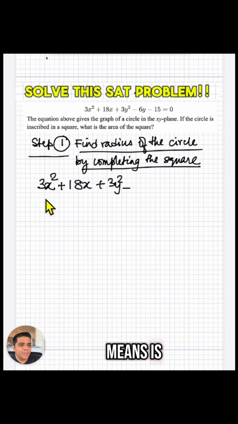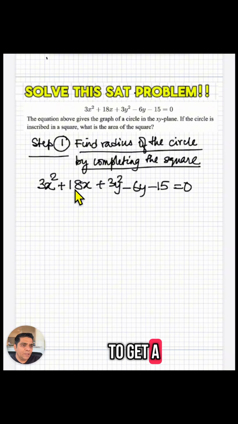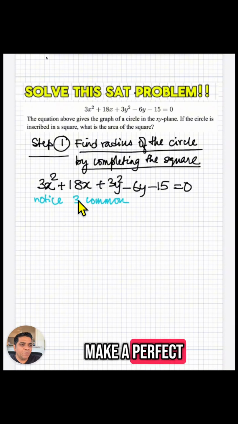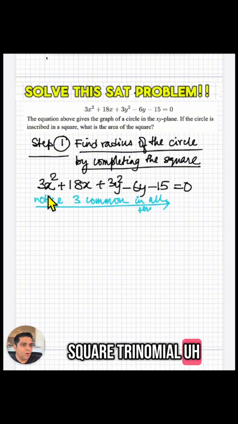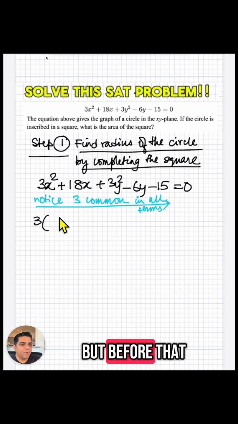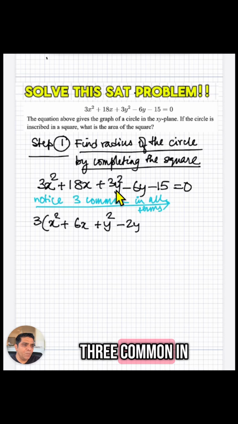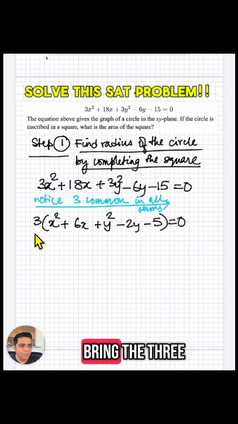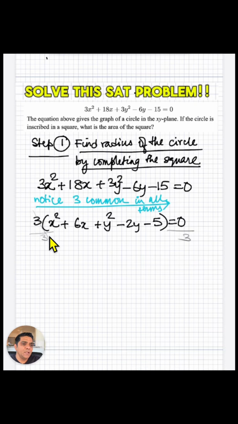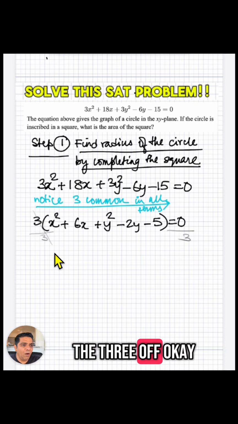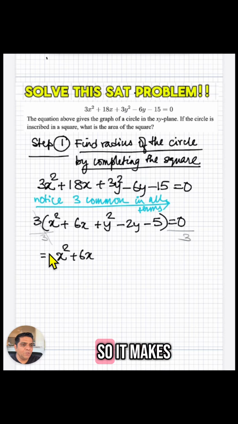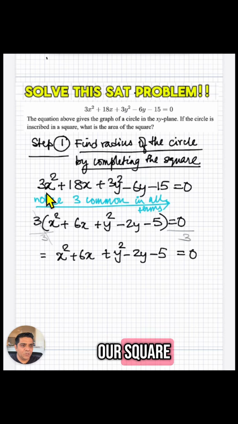And what that means is we are going to get a term to completely make a perfect square trinomial of the x terms and the y terms. But before that, let's notice that there is a 3 common in all of these terms. So let's go ahead and bring the 3 outside of parentheses and then go ahead and divide the 3 off. Okay, so the 3 gets cancelled off, so it makes it simpler for us to complete our square.